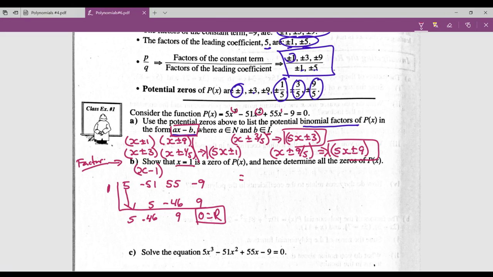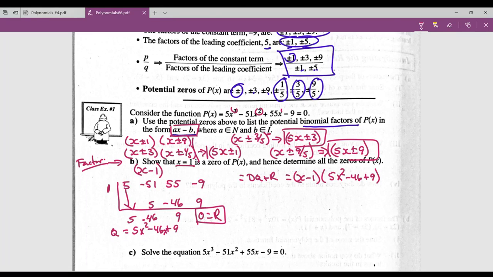So again, we write everything as dq plus r. Remember our quotient. We went from cubic. So this is now 5x squared minus 46x plus 9. So we get the divisor, which is x minus 1, times 5x squared minus 46x plus 9.